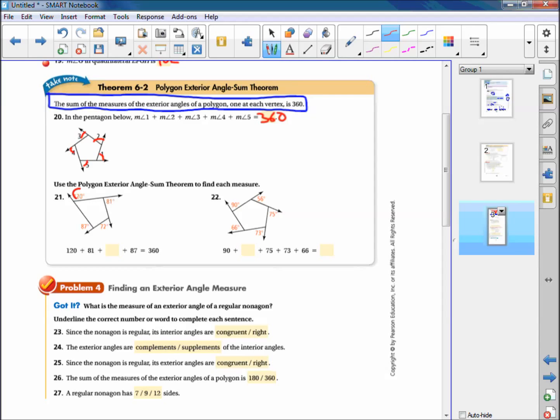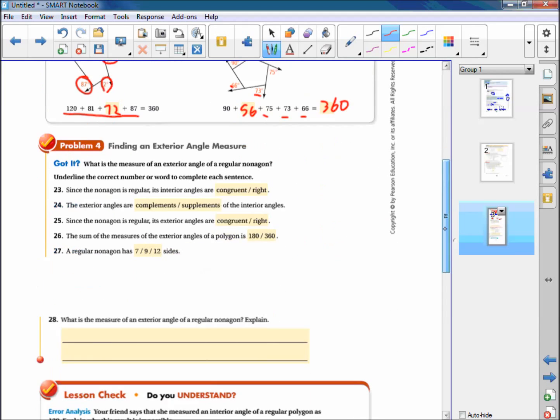So in this one, we have 120 plus 81 plus 72 plus 87 should equal 360. So the 72 was the one missing. The 4 exterior angles should always add up to 360 in a quadrilateral. So in a pentagon, the 5 exterior angles should always add up to 360. Okay, so we have the 90 plus the 56 was missing, and then the 75, then the 73, and then the 66. Okay. All right, problem number 4.